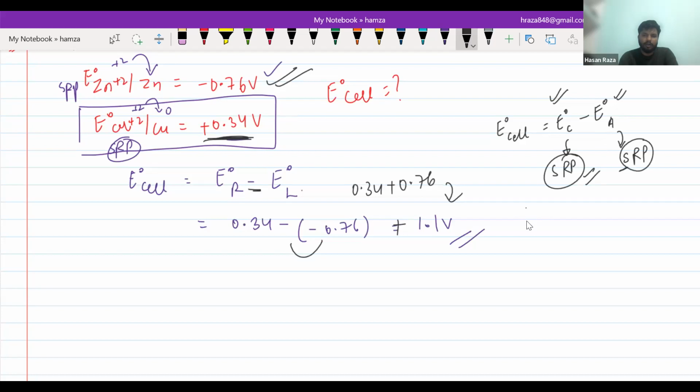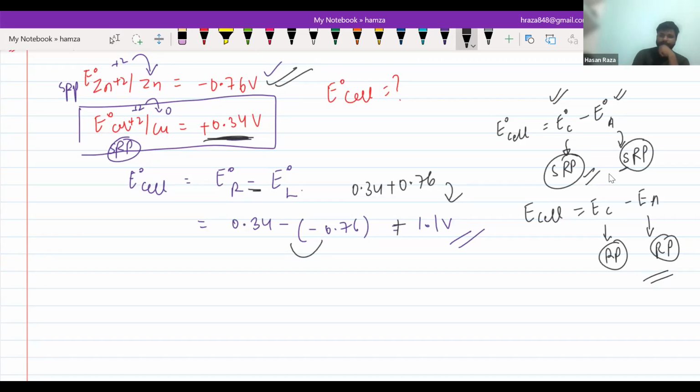If there is no naught, then E cell will be equal to E cathode minus E anode. That means we need to write the value of reduction potential at the cathode and reduction potential at the anode. So please, do you have any doubt? Then ask me.